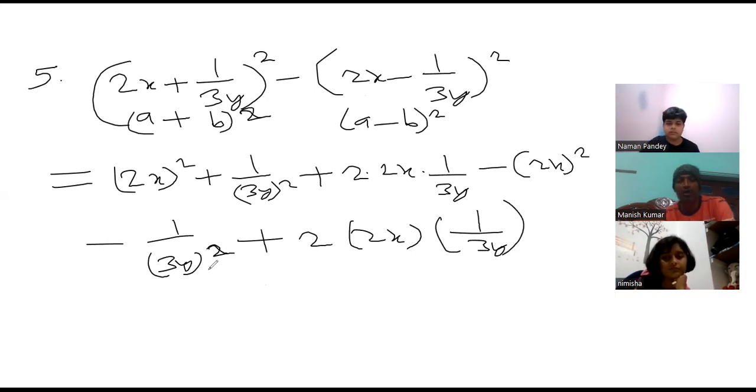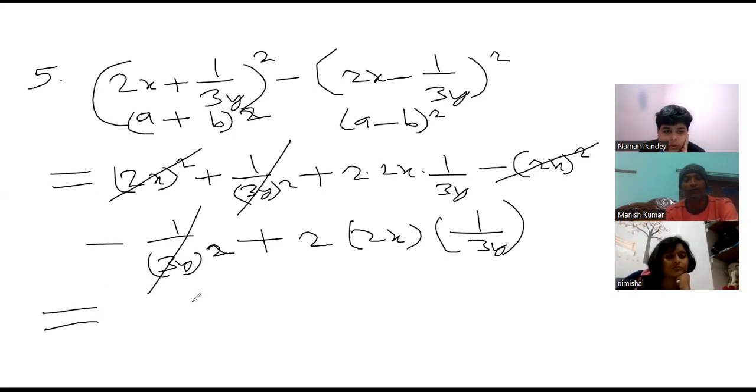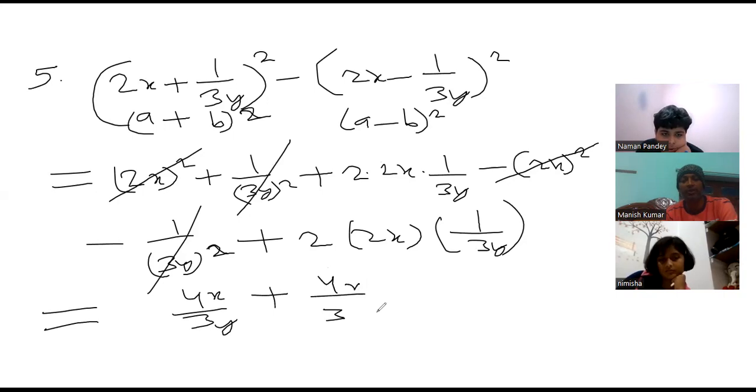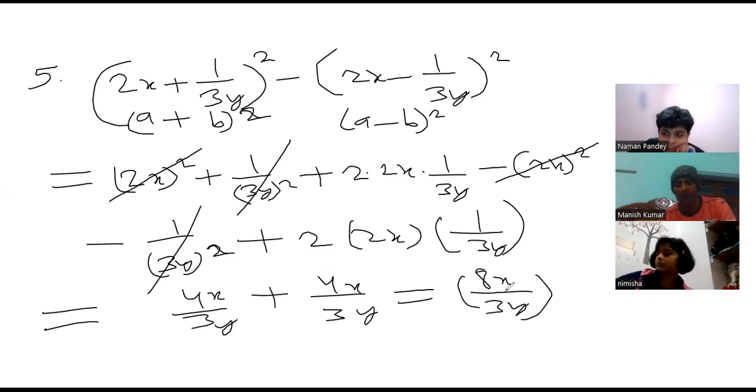Understood this much? Yes, sir. Now this a square minus this a square will be 0. This and this is equal, so there will be 0. Now what is left? Here 2 into 2 is 4, 4 by 3, x and y you can write like this, isn't it? Plus here 4 by 3, x and y. 4x by 3y plus 4x by 3y means twice of 4x by 3y, that is 8x by 3y. Is this the option given in the quiz? Yes, sir. Given.